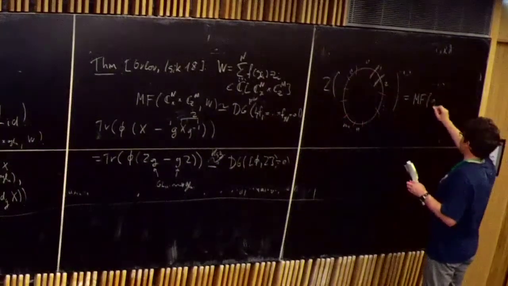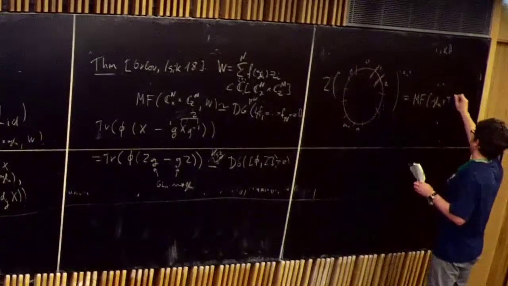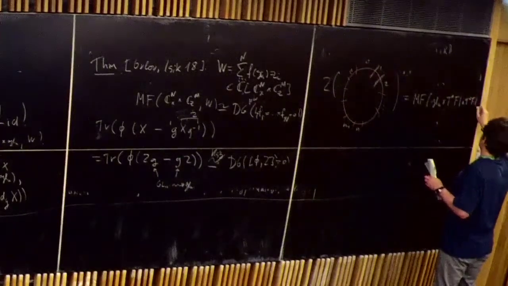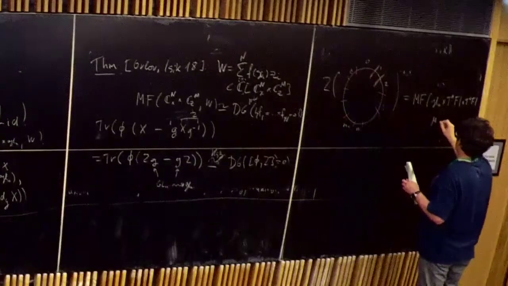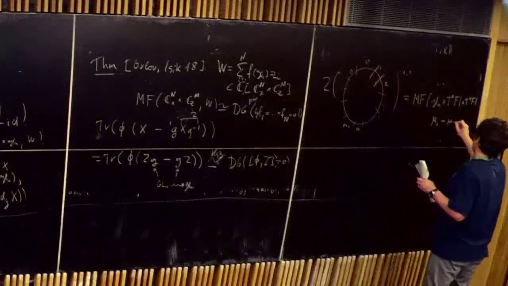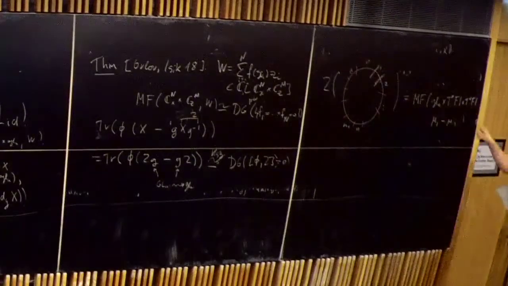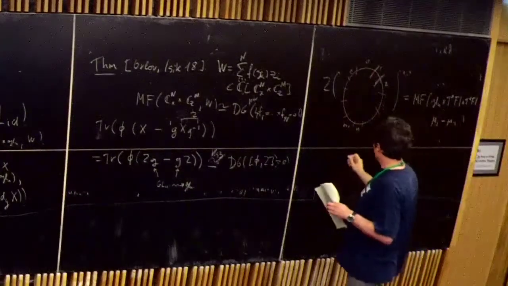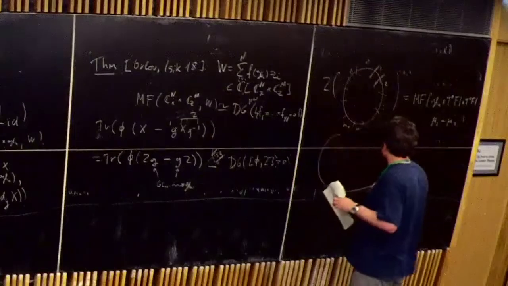on GLN cross cotangent bundle to the flag variety. Cotangent to the flag variety. And the potential will be different in the moment map. So there's a moment map from this one and from this one. So why is this picture important? Because now I can draw this kind of thing.